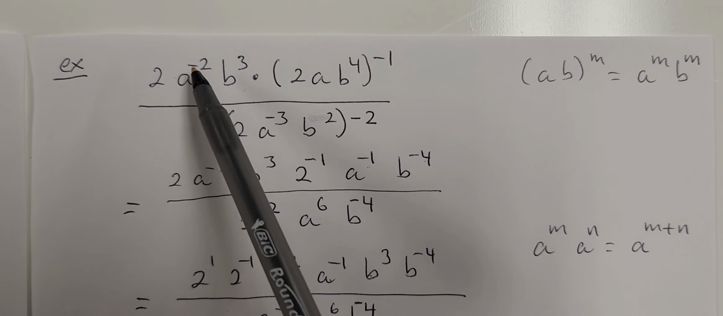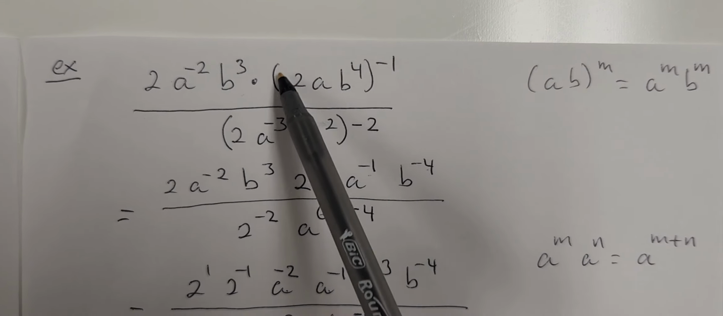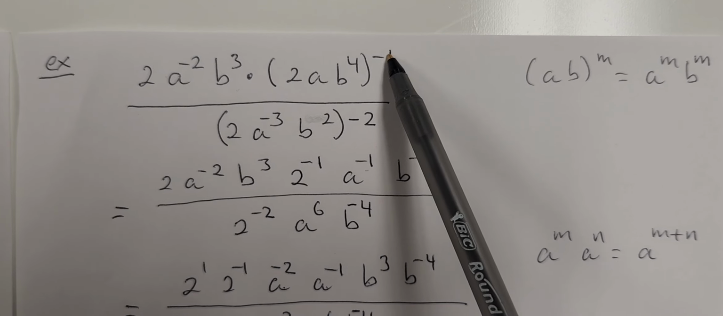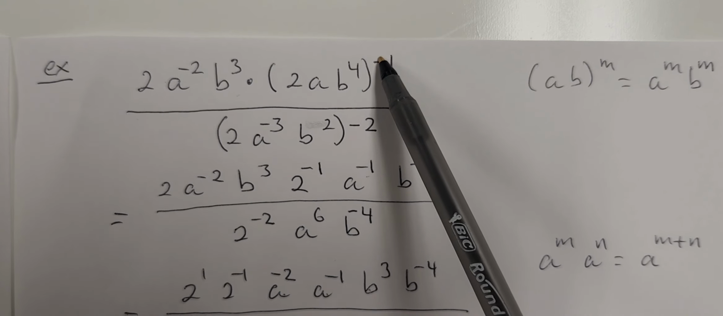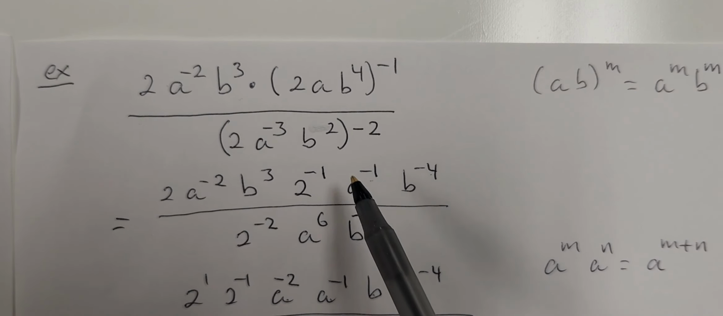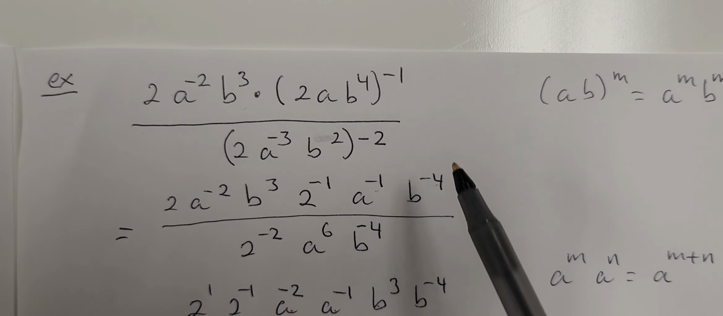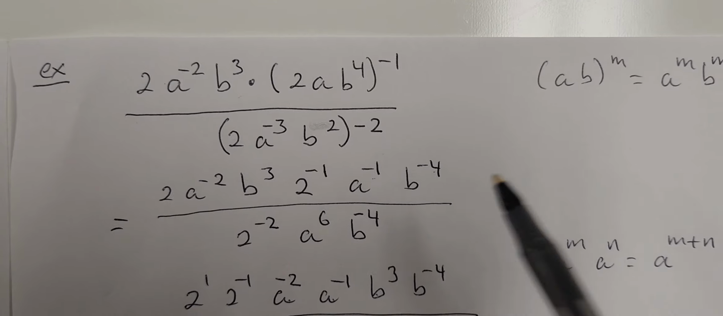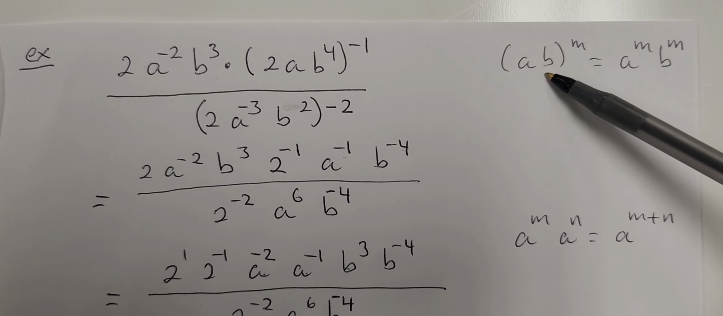So 2a to the negative 2, b to the 3rd. Here I have parentheses, so distribute this negative 1 to this 2, so 2 to the negative 1. Negative 1 distributes to this a, so a to the negative 1. Negative 1 times 4 gives me negative 4. Okay, so I have the rule right here. If I have parentheses, I distribute.